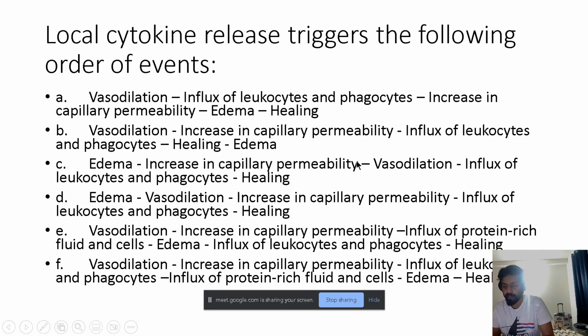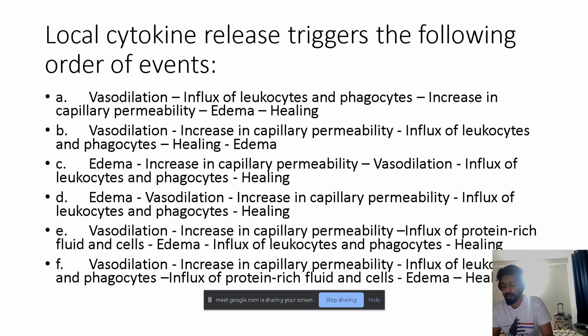So after the increase in capillary permeability, is there an influx of leukocytes and phagocytes, or is there an influx of protein-rich fluids and cells? The influx of protein-rich fluid and cells occurs, and it leads to edema. Essentially, as soon as the capillary permeability increases, the fluid present in your blood vessel immediately rushes out. That's the protein-rich fluid they're talking about.